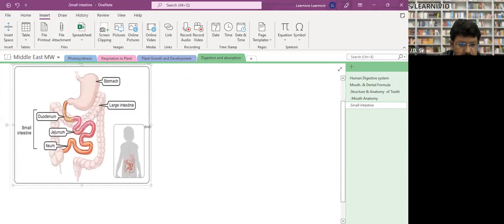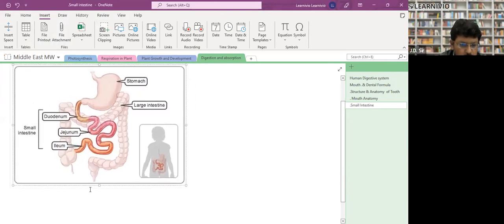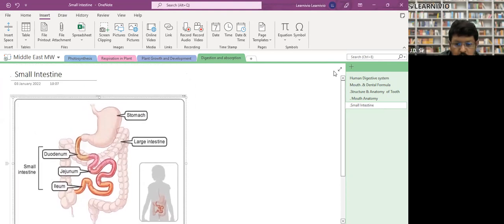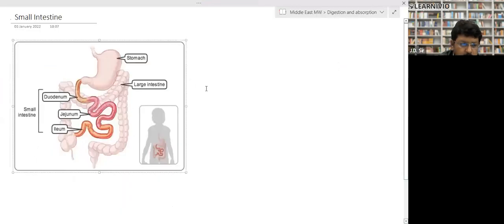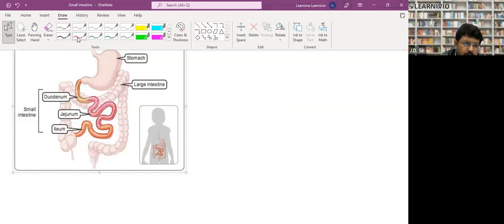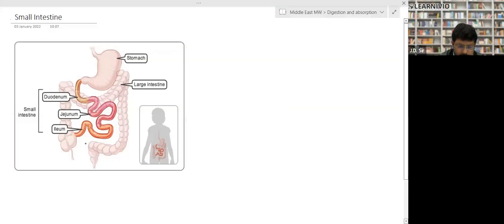So these are the parts of the small intestine. The small intestine mainly has three parts: duodenum, jejunum, and ileum. We divide the small intestine into three parts. Please note it down. First, put the heading small intestine.